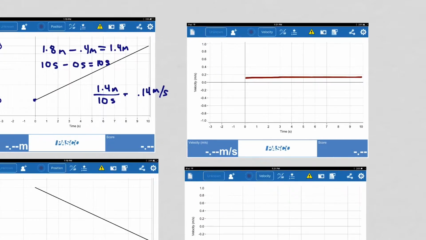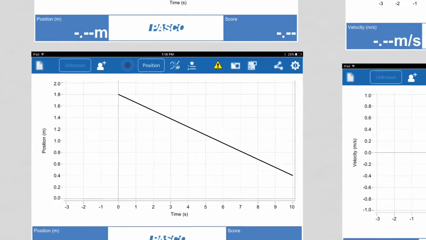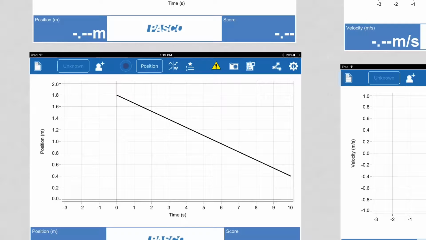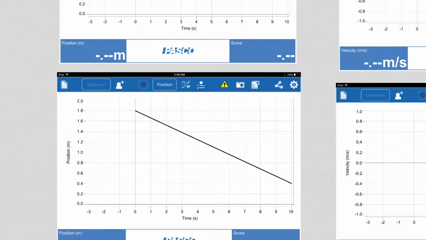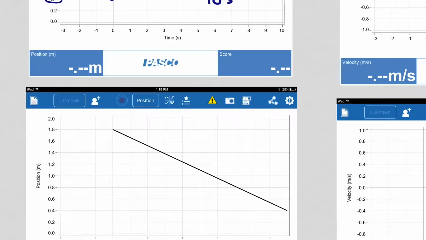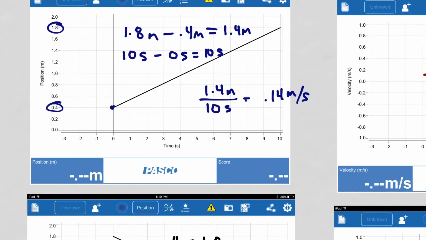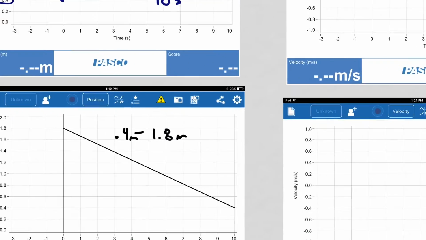Voila. Okay, a little bit more complicated. Now we have a line sloping down. We start at 0.8 and we end at 0.4. So we have to take our final position, 0.4 minus 1.8, and again, this is meters. I shouldn't forget to use my units.